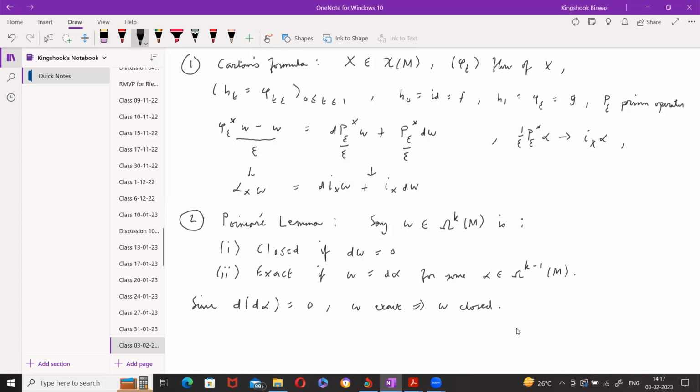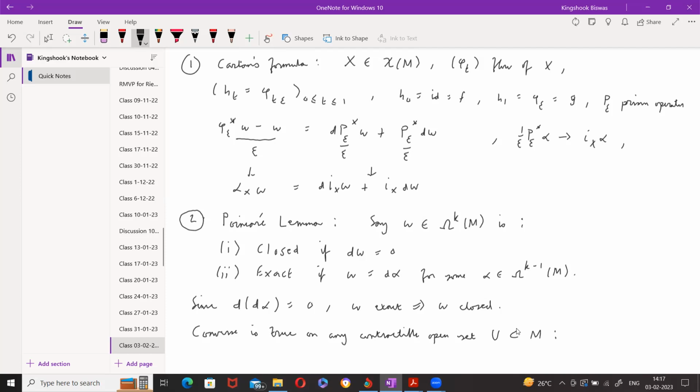Right. Now, one can ask, is the converse true? Does closed imply exact? So it turns out the converse is true locally. And that is the content of the Poincare lemma. And so locally, in fact, it is true on any contractible open set, say U in M.